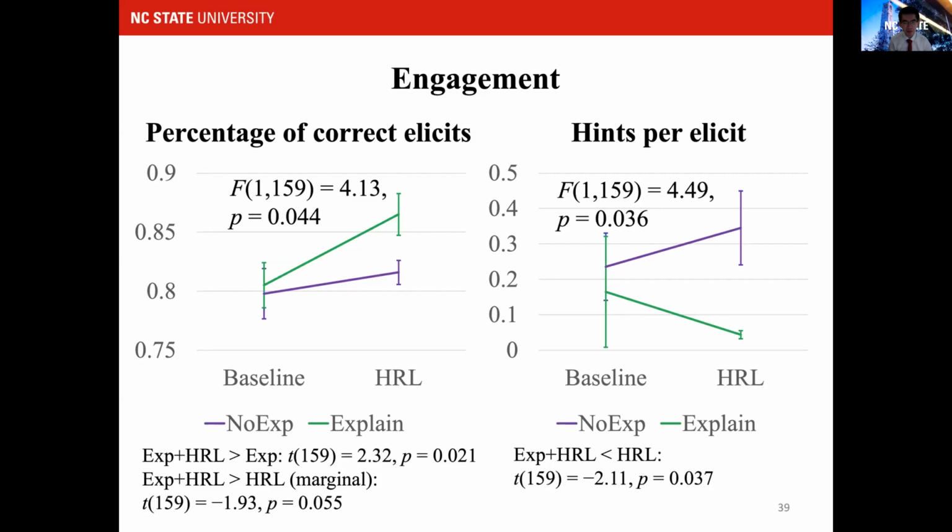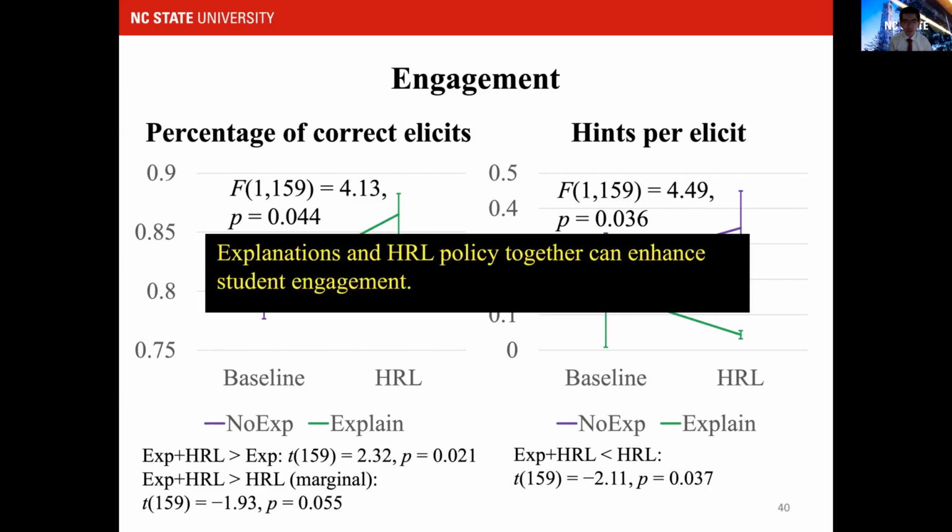For hints per elicit, there was a main effect of explanation in that the explanation groups requested fewer hints than the no-explanation groups. Contrast analysis revealed that EXP plus HRL requested fewer hints than HRL. The results suggest that explanations and HRL policy together can enhance student engagement.